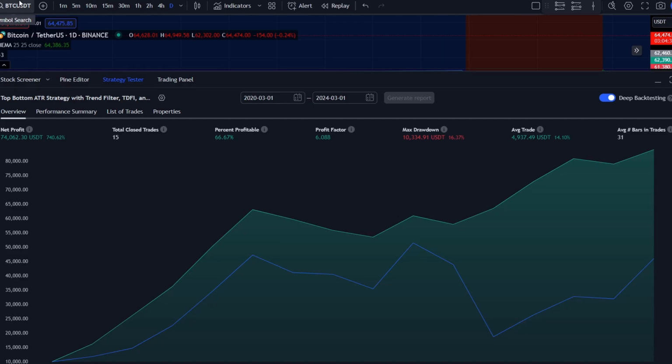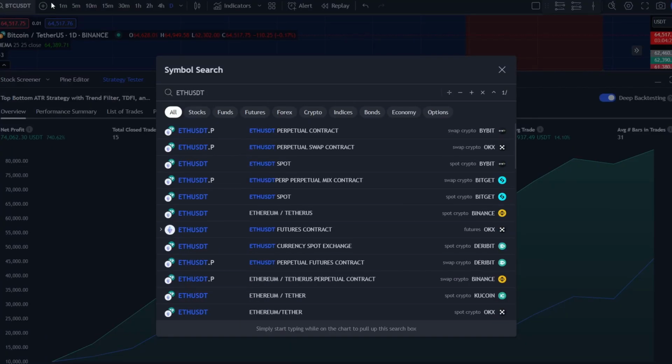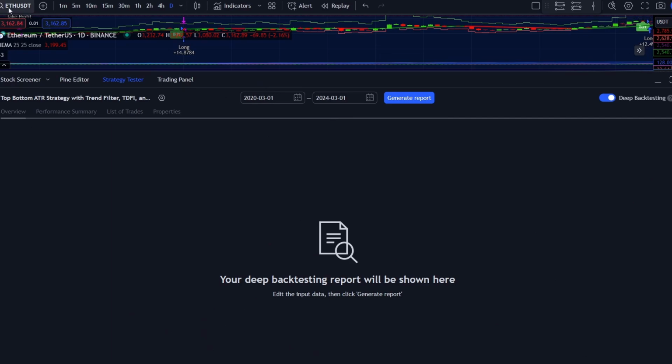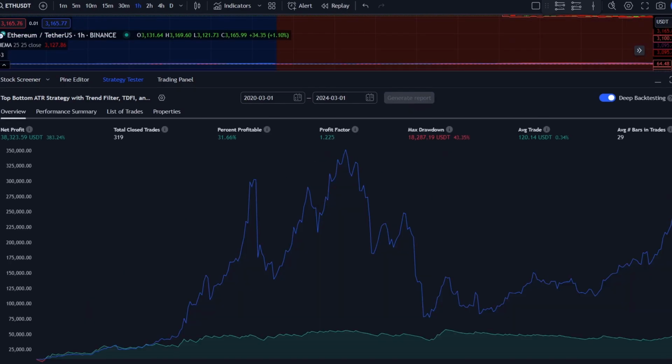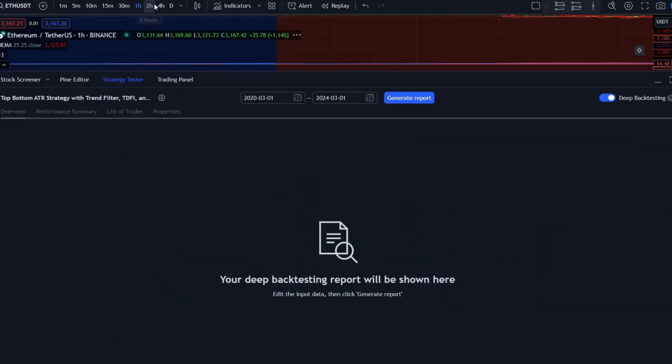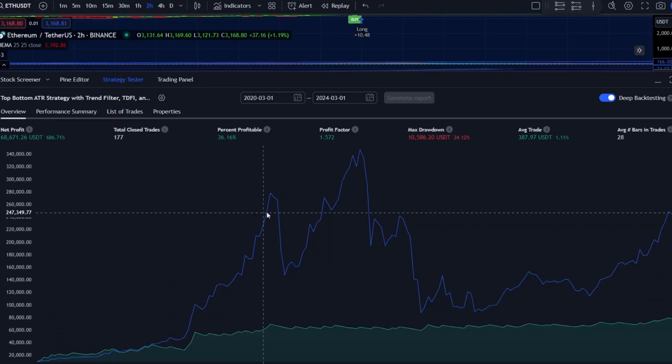Now let's see ETHUSDT. If you see a strategy that's performing good on multiple assets, that's always a good sign. What I usually look for from a strategy is to at least perform well on one lower time frame and on one higher time frame. With ETHUSDT, the 1 hour is profitable, but the buy and hold is much better. On the 2 hour, it's still profitable, but the buy and hold is again higher.